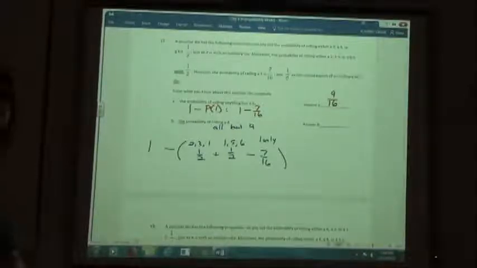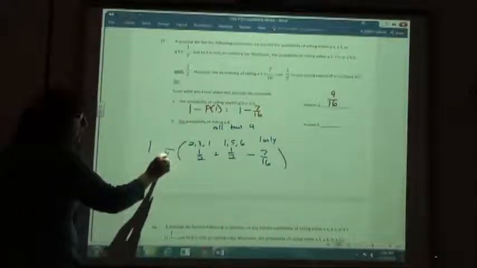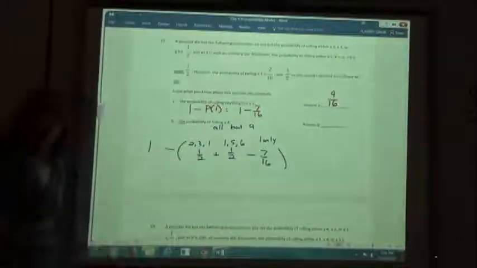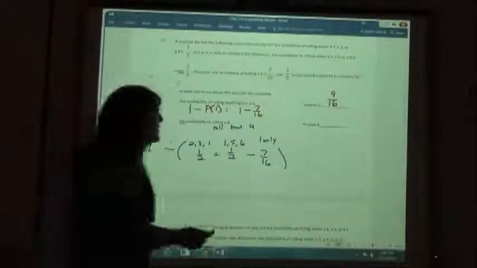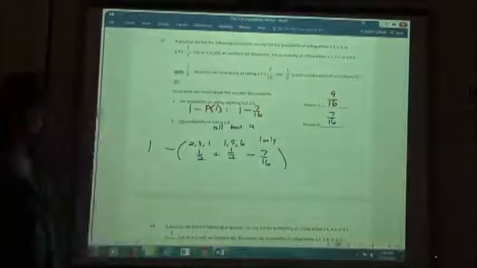And you get? 437. I don't think so. 1. Nope, I shouldn't get 1. If I look at this, 1/2 plus 1/2 is 1. So I'm going to have 1 minus 1, which would cancel out, minus a negative, going to make that a positive. I should end up with 7/16 when I'm done.